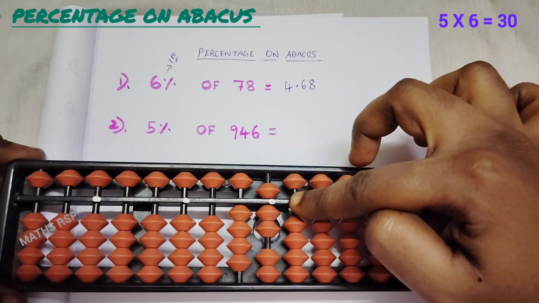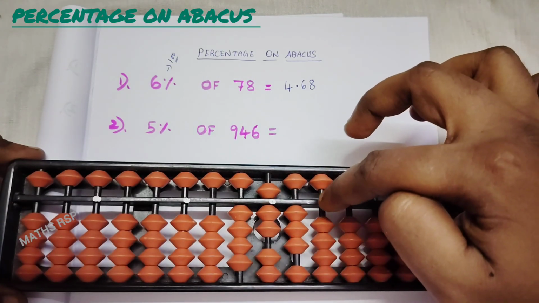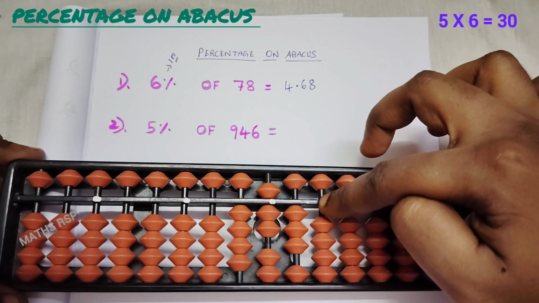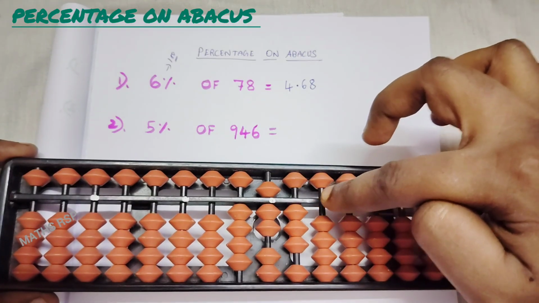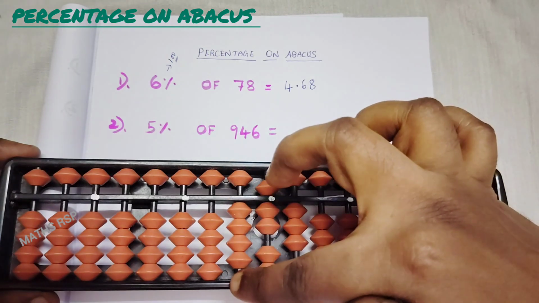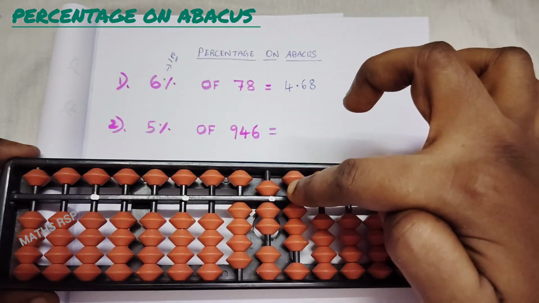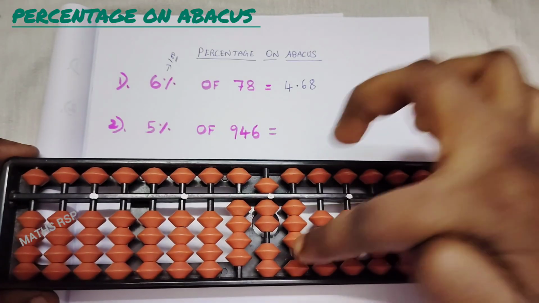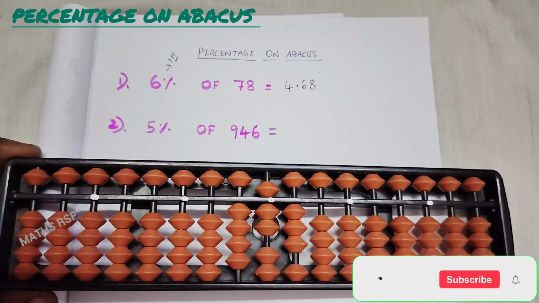That is 5 into 6. 5 sixes are 30. Add 3 beads here and add 0 beads in the next rod. 0 means we should not add anything here. So 5 sixes are 30. 30 is completed. Okay. So we need to calculate the answer up to this rod. Okay. So now the answer is here 4 beads are available and here 5, 6, 7. So 47. After one rod we need to put one dot. So 47.30. Okay. 47.30 is the answer for the second sum.